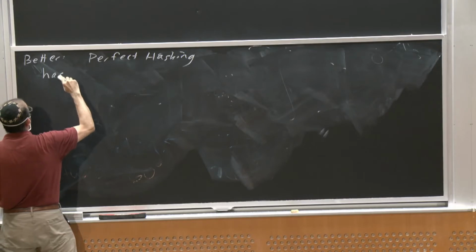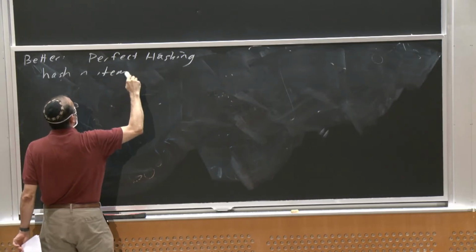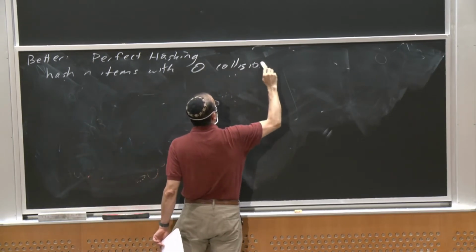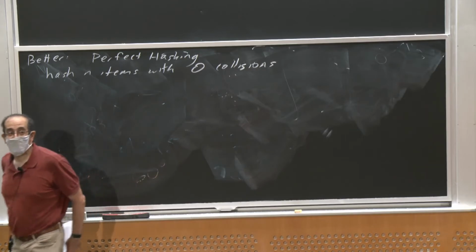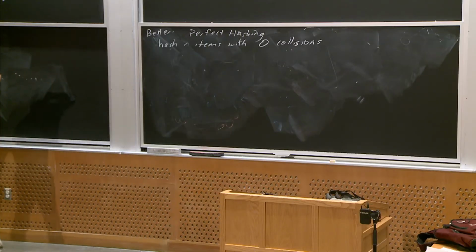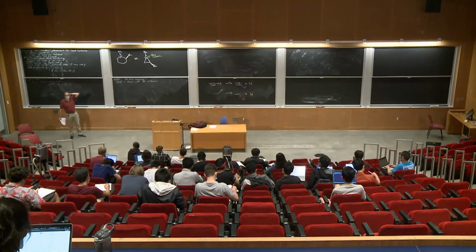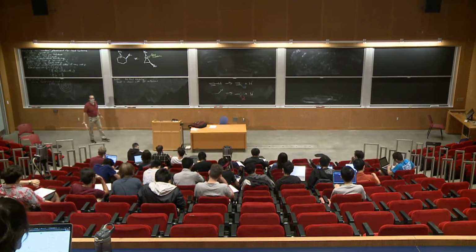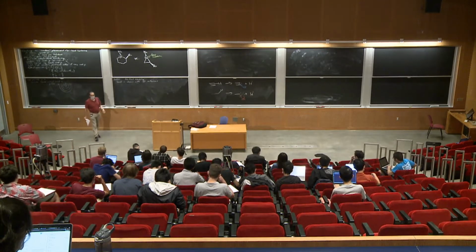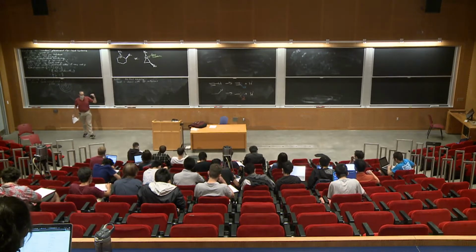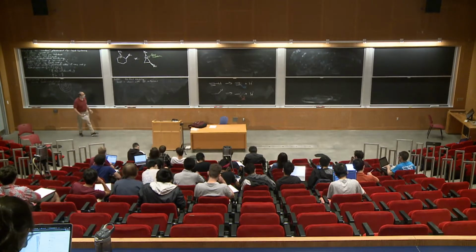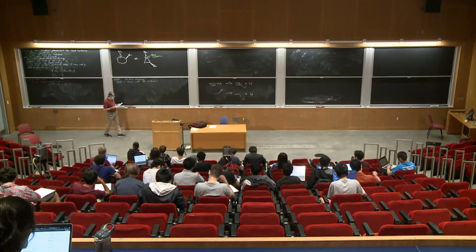Where the goal is to hash n items with 0 collisions. And having 0 collisions is way better than having order 1 in expectation. With 0 collisions, you're not going to have to use linked lists to store the items. You can just pop them into the array because nothing else is going to land in the same spot. The lookup time is one memory access, not order 1 memory accesses. So can we do this?